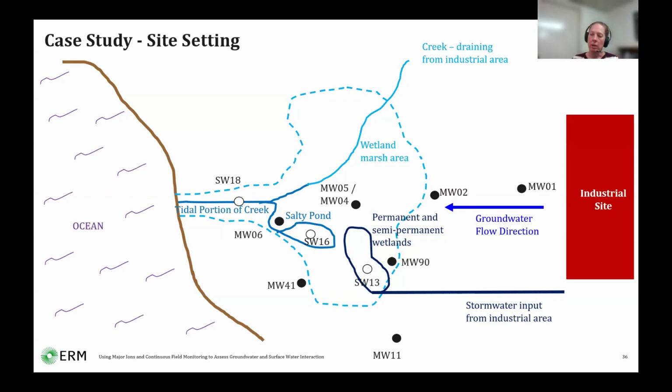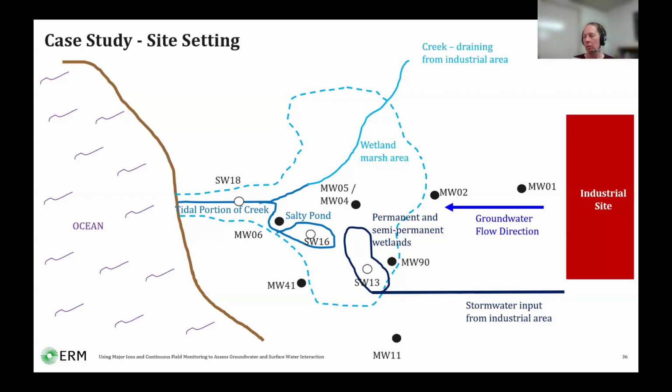In this site setting, there are also multiple different surface water inputs. Stormwater, shown in the dark blue, was coming in from the industrial area, and that was allowing the formation of permanent and semi-permanent wetlands, which act as a potential source of contamination. There was also a creek draining from a separate industrial area, which was another potential source of contamination. And then finally, there was potential interaction with the ocean and that saline freshwater interface that I was talking about earlier, through both the tidal portion of the creek and a connected salty pond, as well as through the groundwater.